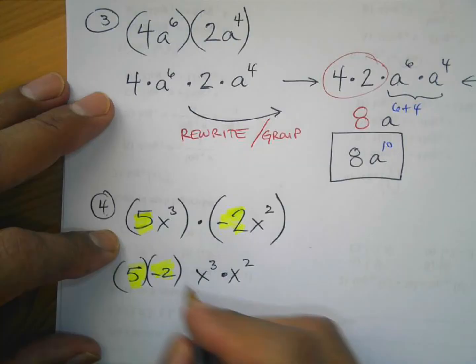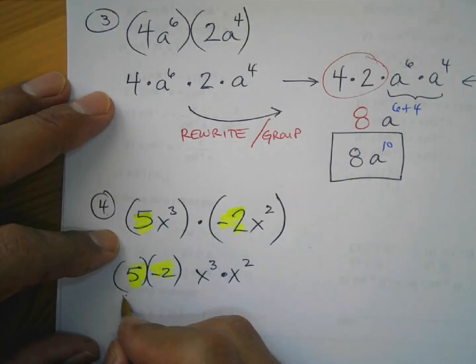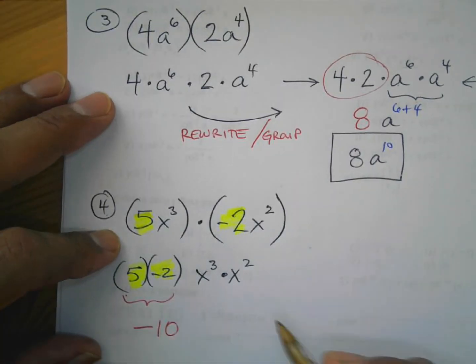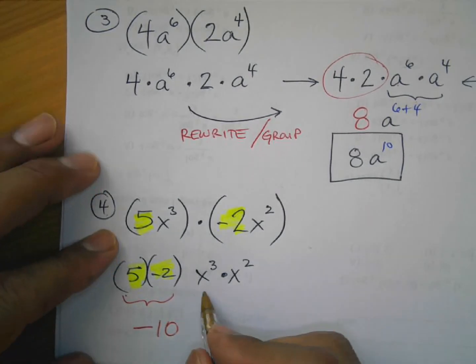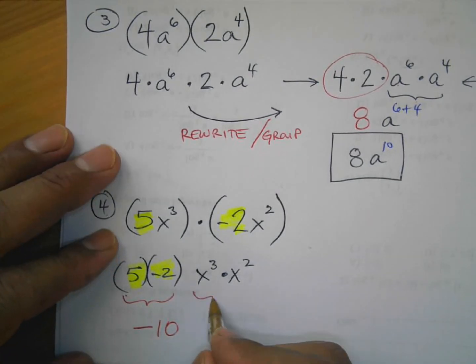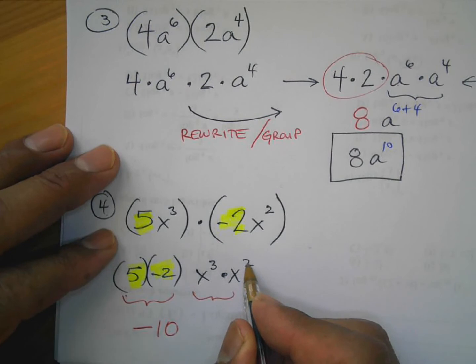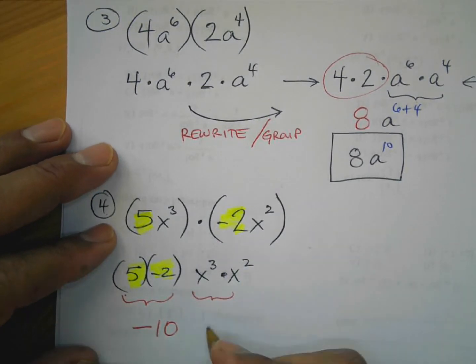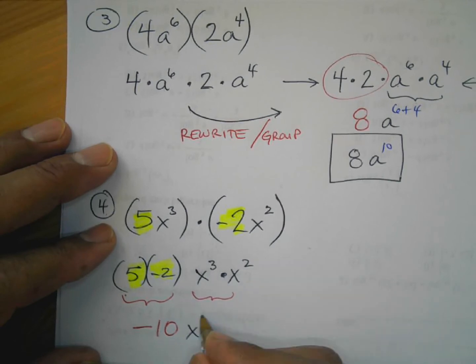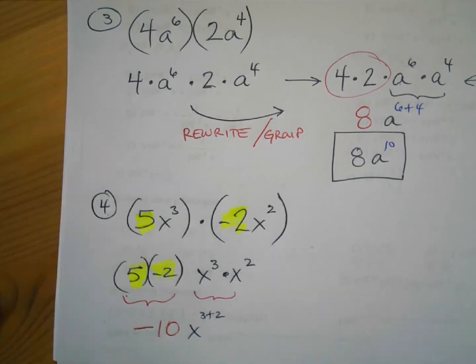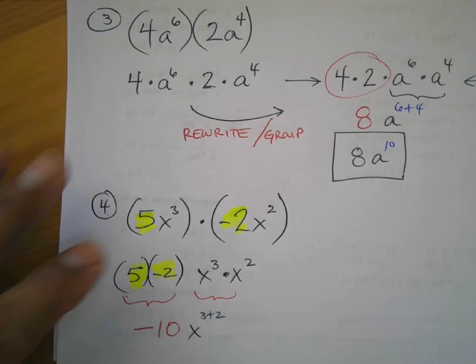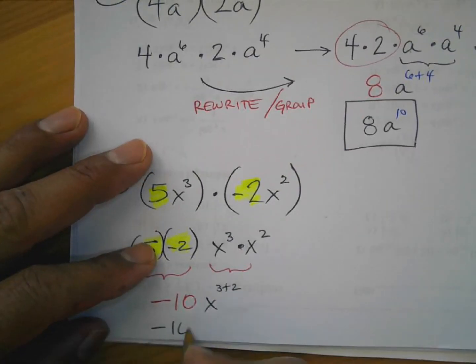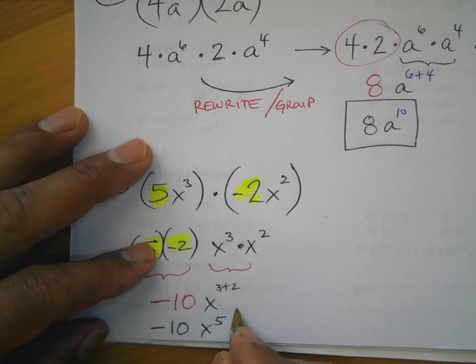Okay, so that's going to be 5 times negative 2, which gives me negative 10. And what happens here with the x^3 times x^2? I know it says multiply, but remember the rule for exponents is that you don't multiply, you what? Add 3 plus 2. And the final answer here is negative 10x^5.